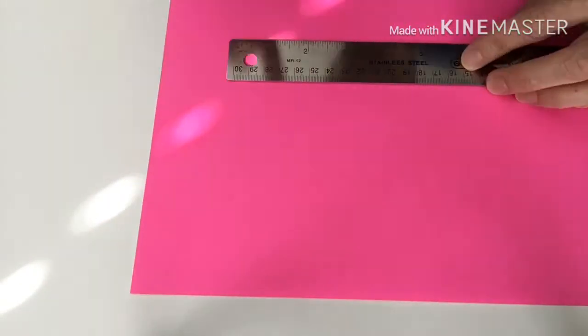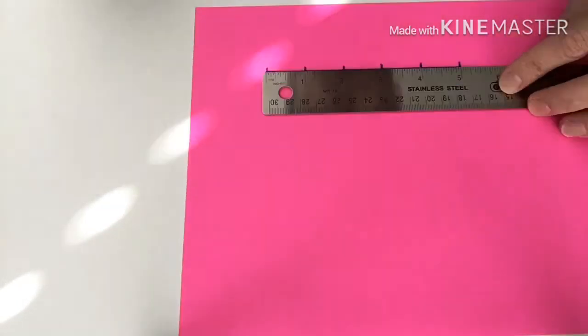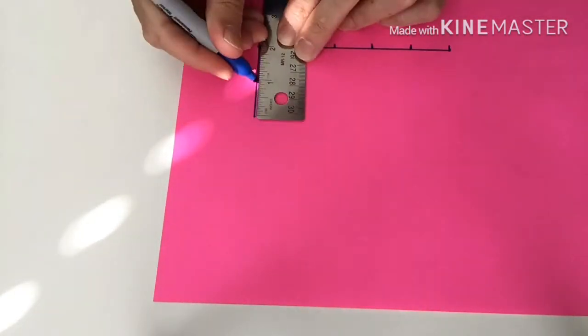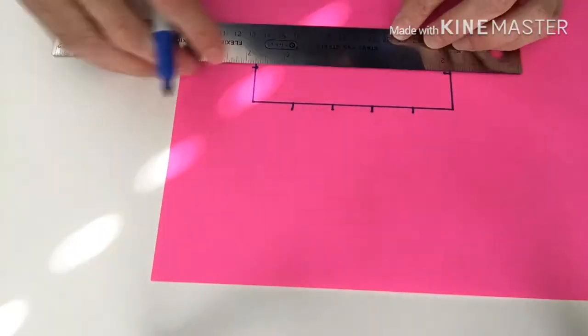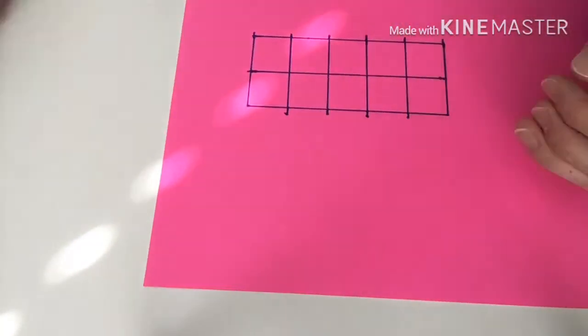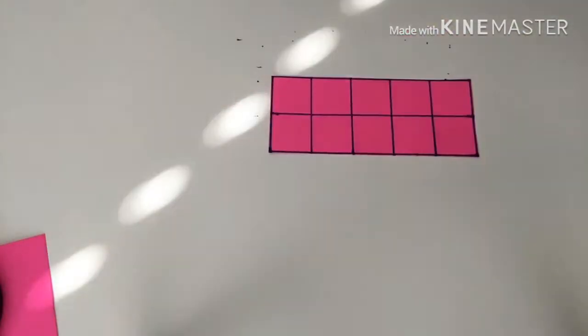I'm using a ruler to trace a rectangle 5 inches long by 2 inches wide, with marks every inch. So then I trace those extra lines inside. That gives us 10 squares.